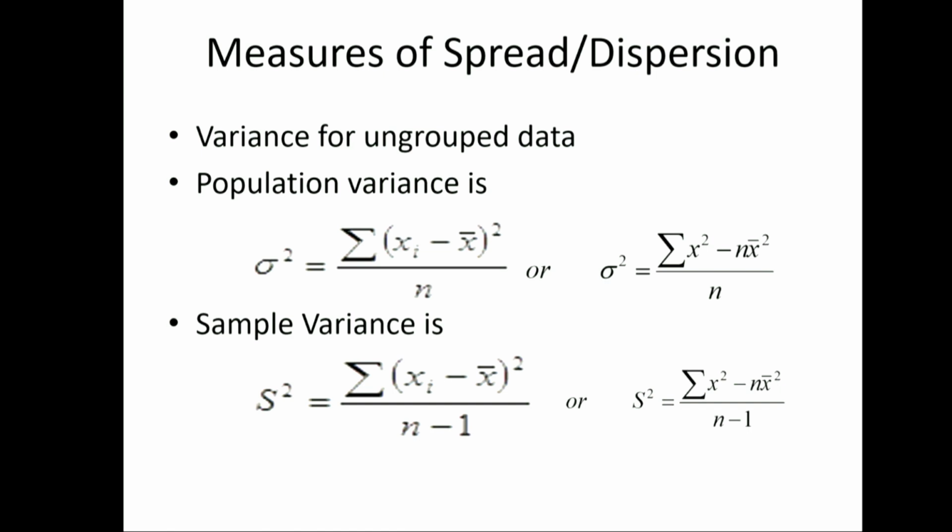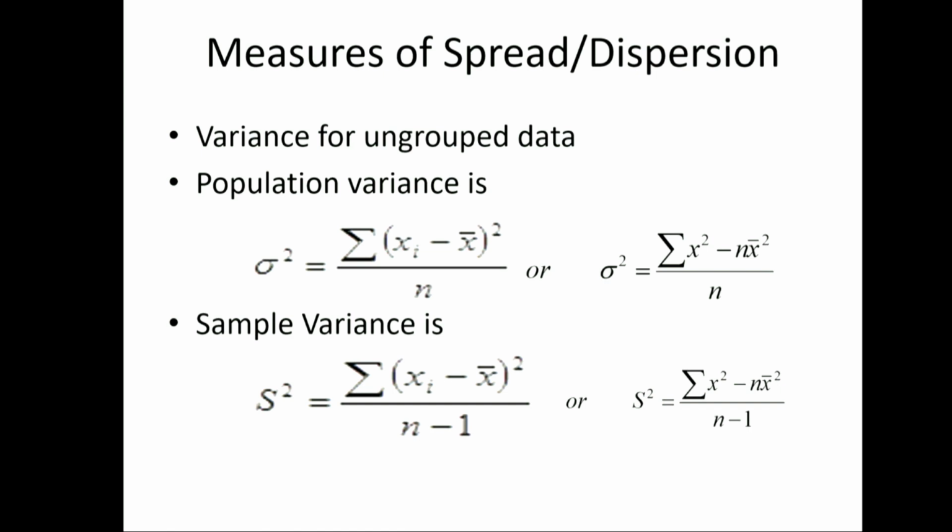For the sample variance, the only difference is the denominator. The denominator for the sample variance will be N minus 1 instead of the whole N. You have to deduct 1 from the number of observations. That is just the difference between population variance and sample variance. For the population variance, we divide the whole thing by N, but for the sample variance, we divide the whole thing by N minus 1.